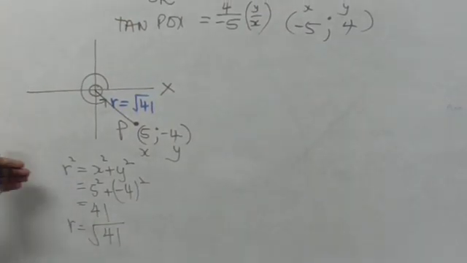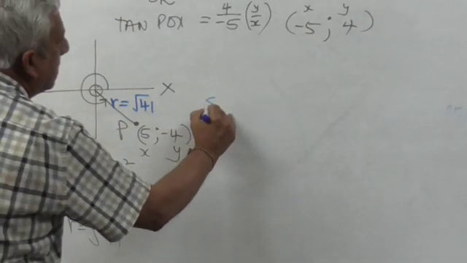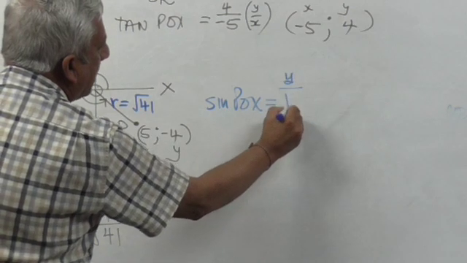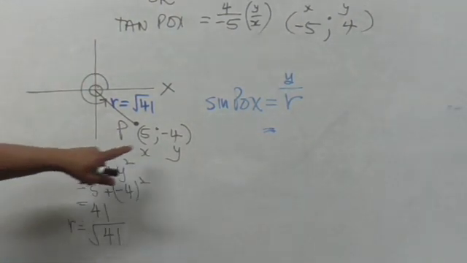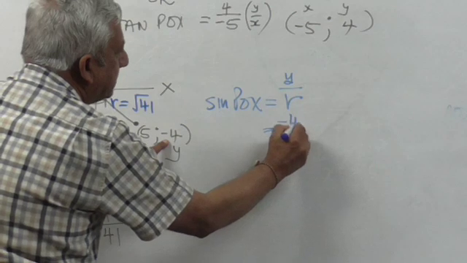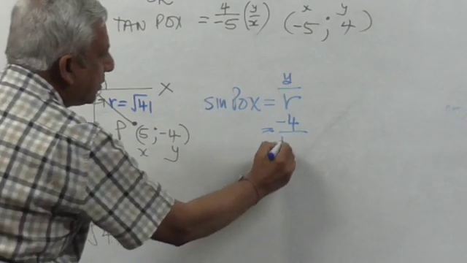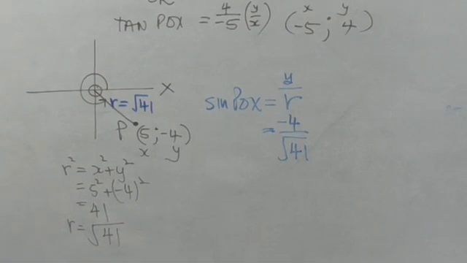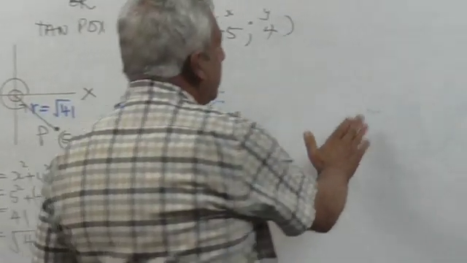Now, so we can find the first value. Sine x is equal to y over r. Now y is negative 4 and r is root 41. Okay, that was the first case. So we're going to call this 2.1. Now we'll do 2.2.